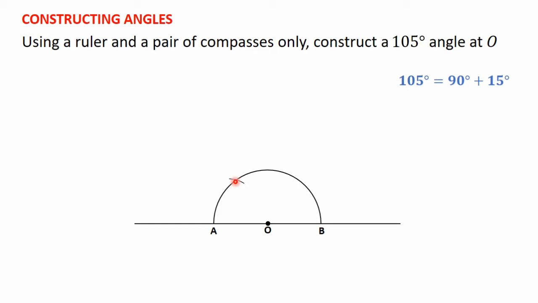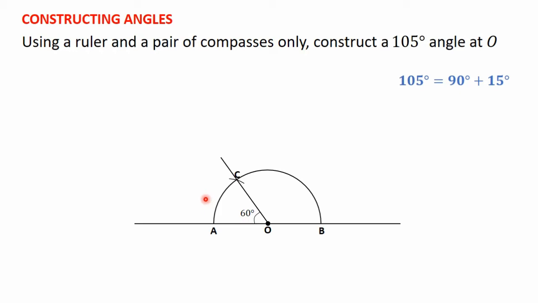As we have learned from the previous videos, the angle formed between this point and this point is 60 degrees. Let's say that this point is point C. If we draw a straight line to join point C to point O, we can say that the angle formed here, which is angle COA, is 60 degrees.